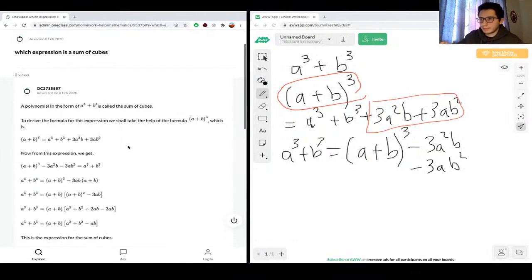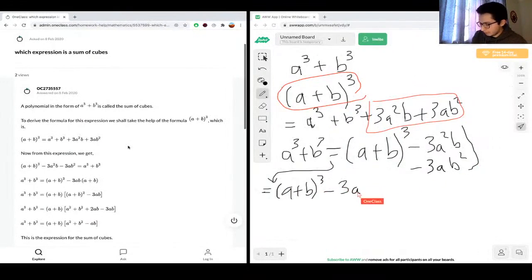And then the next step in this derivation is to factor out the negative 3ab. So I'm just going to move the equal sign over here. We still have the a plus b cubed, and then we'll factor out the 3ab from these two terms over here. So 3ab times a plus b. We can see that there's an extra a term in the first term and an extra b term, so that's how the factoring is done.